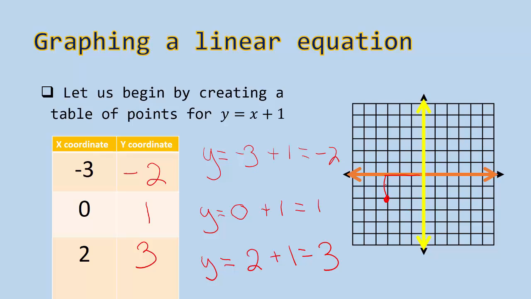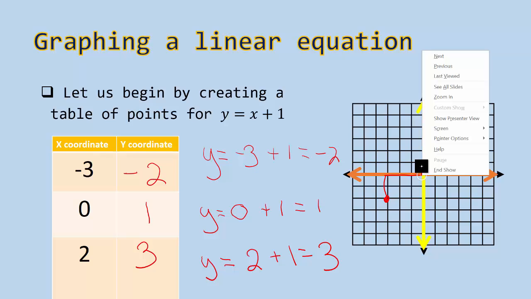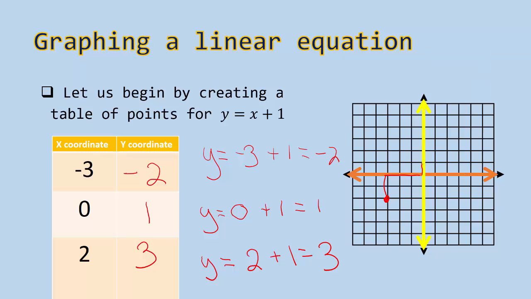Now let's do the same thing with 0, 1. Again, starting at the origin. The 0 x coordinate tells me that I'm going to go neither left nor right from this spot. But the +1 says I'm going to go straight up 1 spot. And that's where my point's going to be. The next one, 2, 3. So I'm going to go over on the x from the origin 2 points, and then up 3 units, and that's where my third point's going to be.